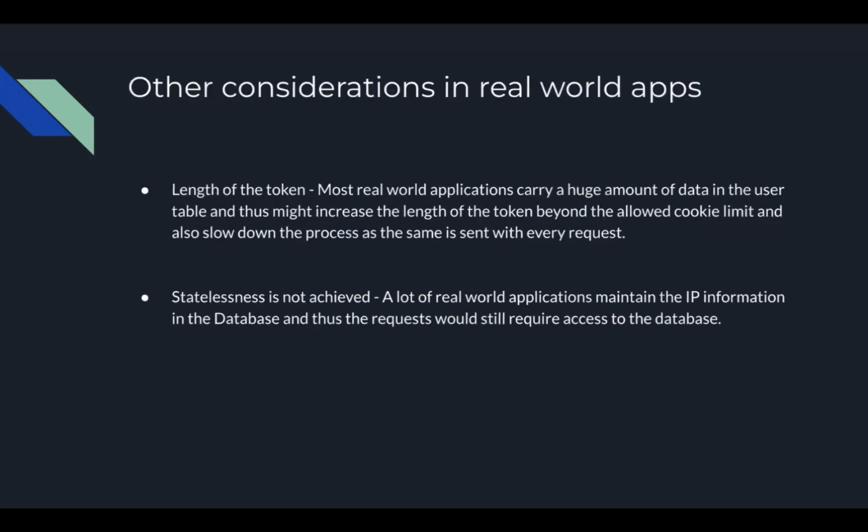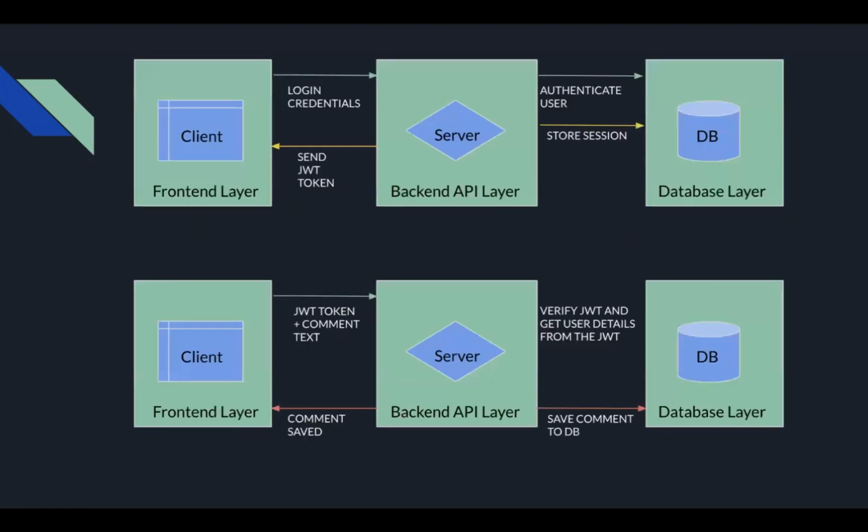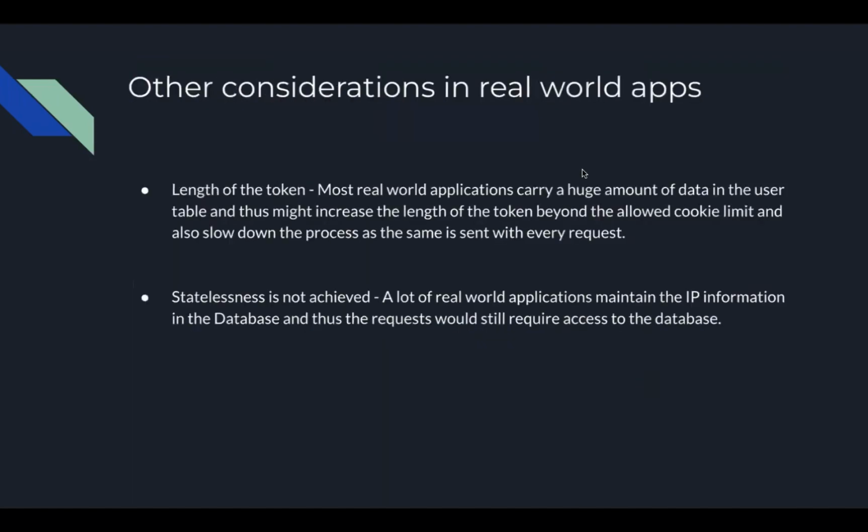Now coming to the next part: what are other considerations which we have in real world applications with JWT? Here I'll come back to the part which I was explaining, which is storing sessions. One is the length of the token, definitely, because you'll see a lot of real world applications.